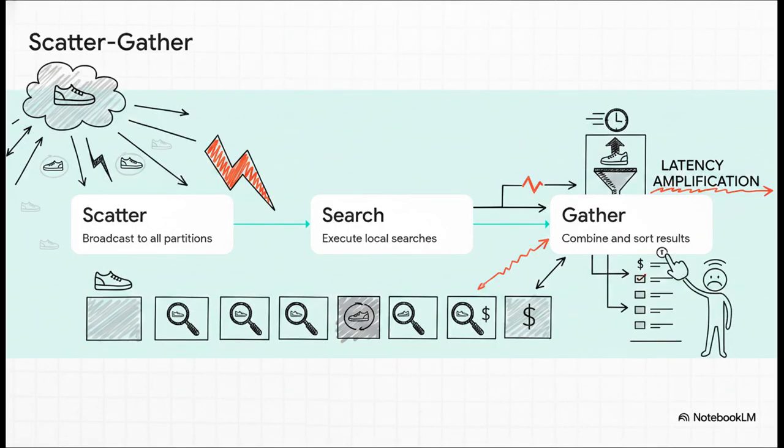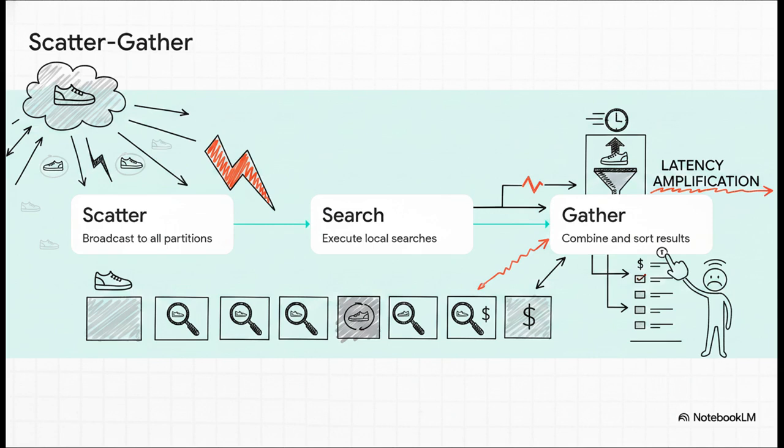Because we have absolutely no idea which partitions contain these affordable shoes, we're forced to execute what's called a scatter-gather process. Step 1: the system scatters, broadcasting the query to every single partition in the whole cluster. Step 2: each partition individually searches its own local index. And finally, step 3: the system gathers all the individual results, combines them, and sorts them to show to the user.